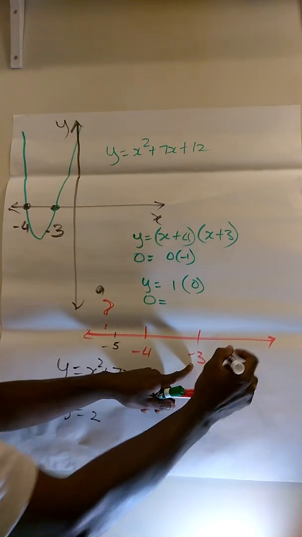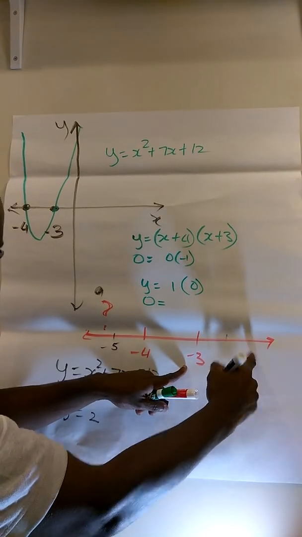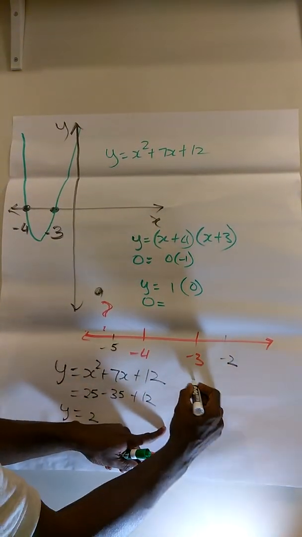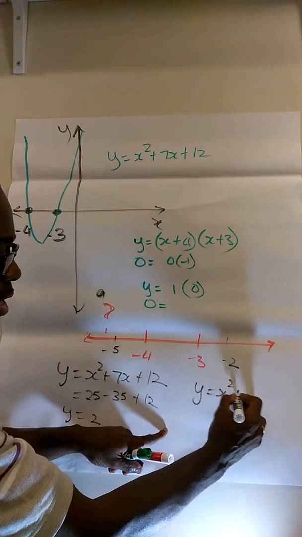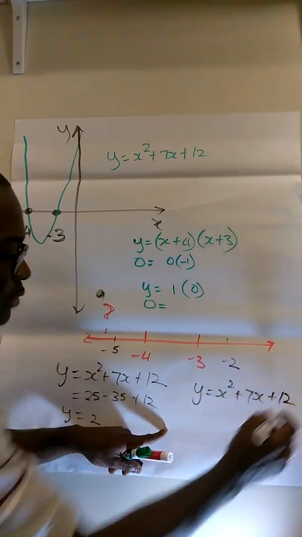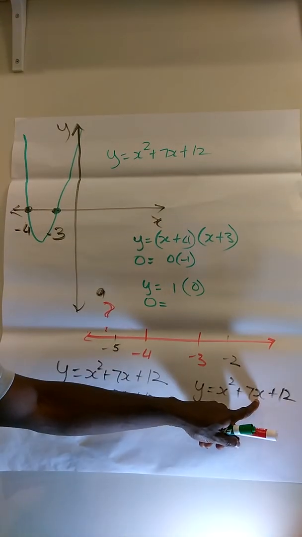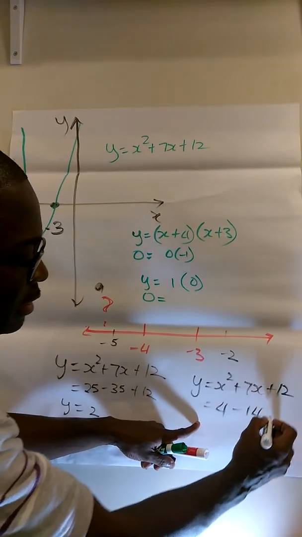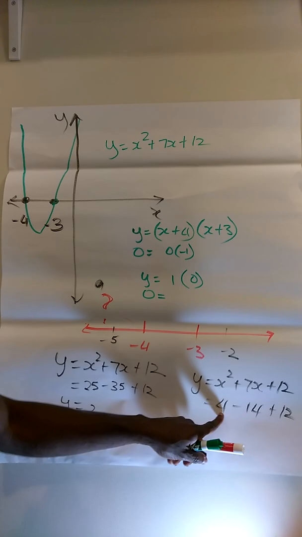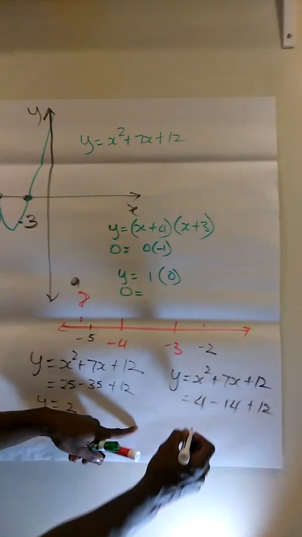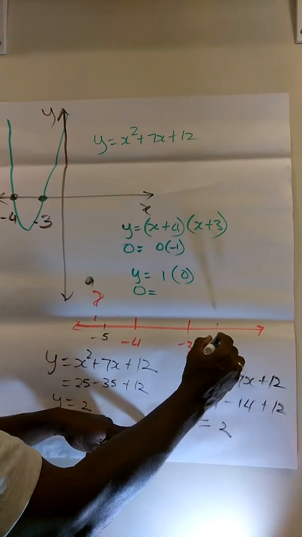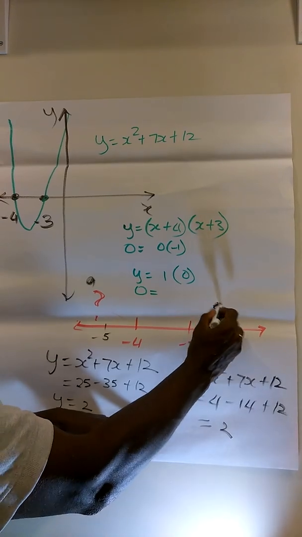Let's plug in a number here in this section. Let's plug in, say, negative 2. So again, the equation is x squared plus 7x plus 12. Let's plug in negative 2. Negative 2 squared is 4. 7 times negative 2 is negative 14 plus 12. That gives us 16 minus 14, also equal to 2. So when x is equal to negative 2, I get a positive value.